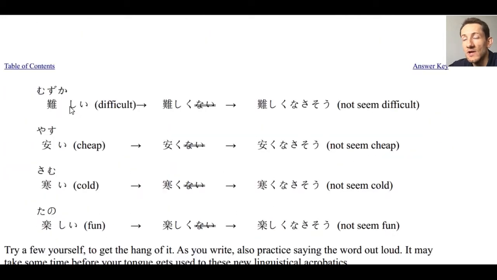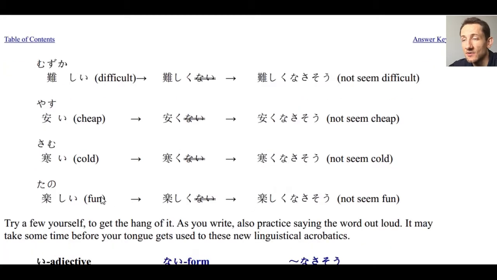Next we have muzukashii. Muzukashiku nai, muzukashiku nasa sou. Does not seem difficult. Yasui, yasuku nai, yasuku nasa sou. Samui, samuku nai, samuku nasa sou. And the last one, tanoshii, tanoshiku nai, tanoshiku nasa sou. So it does not seem, does not look, does not sound fun. Okay, so that's it. Conjugate the e adjective to the nai form, drop nai and add nasa sou.